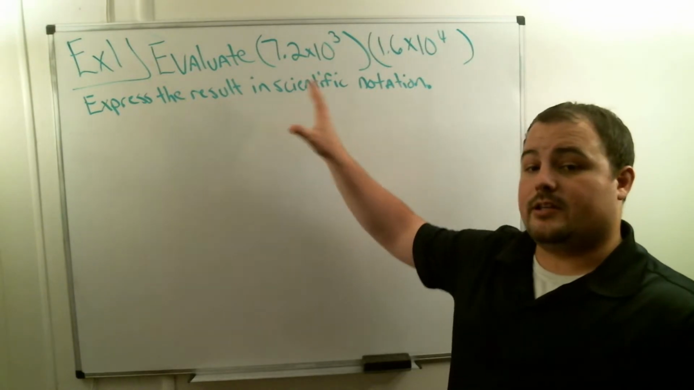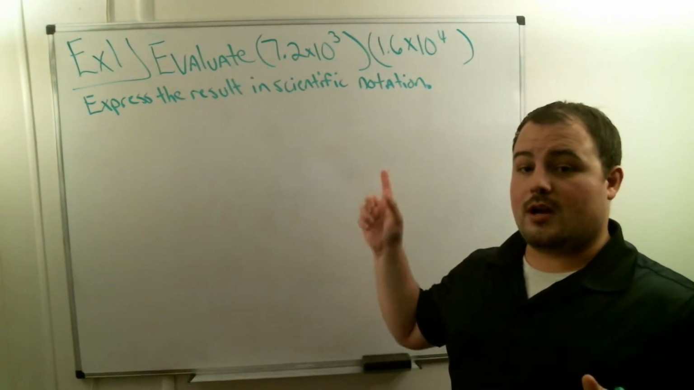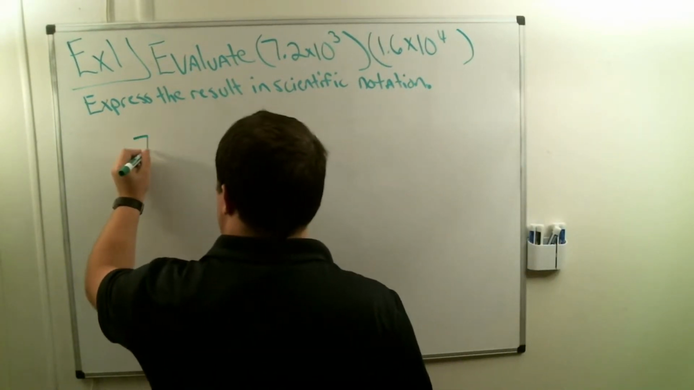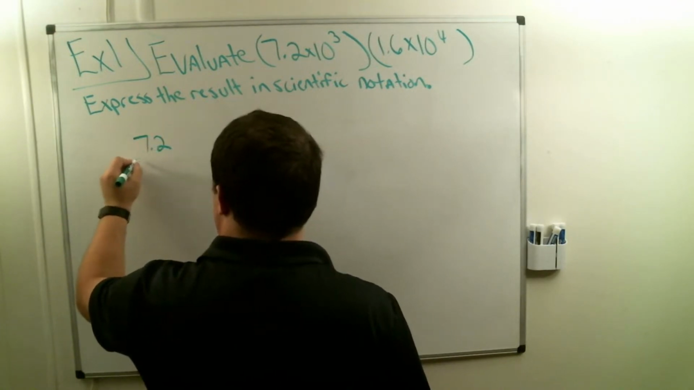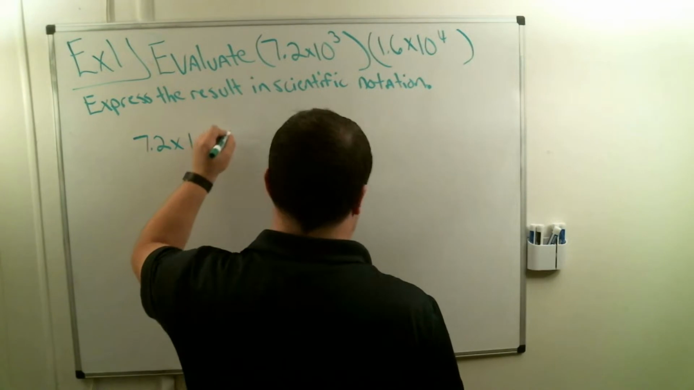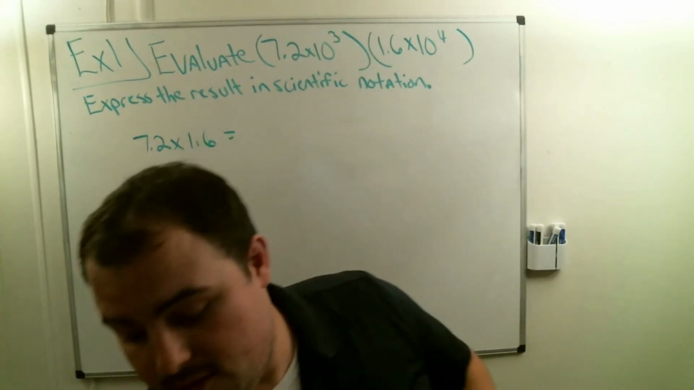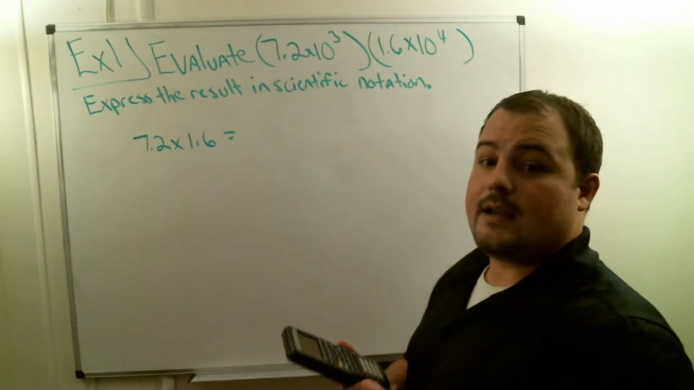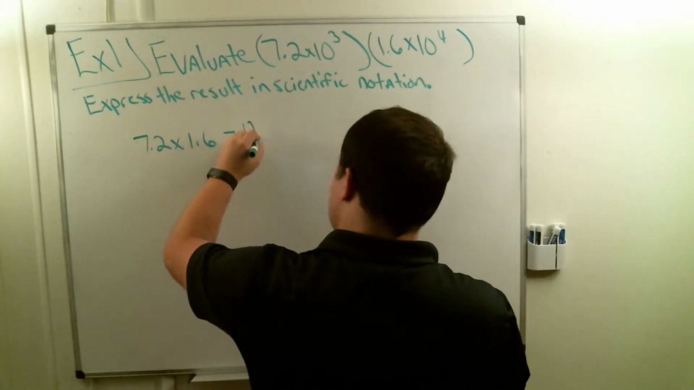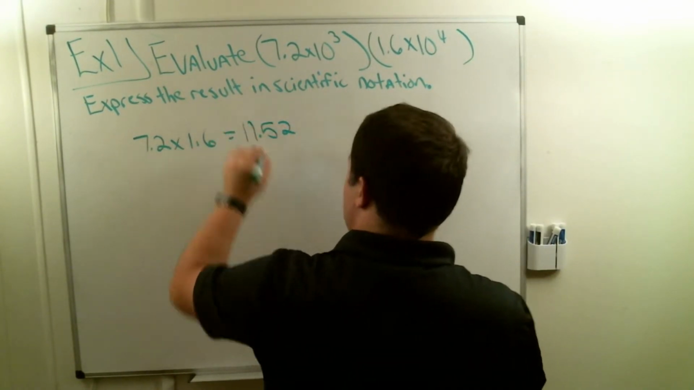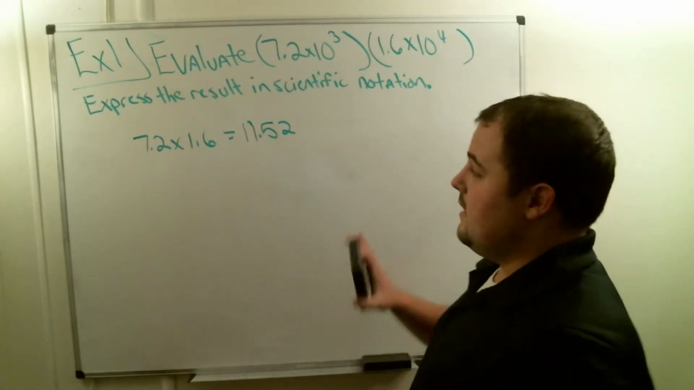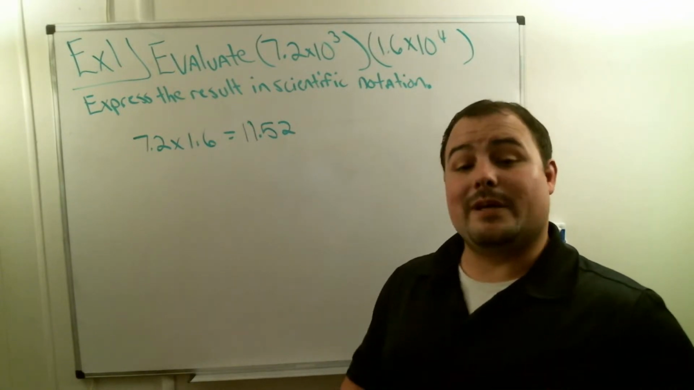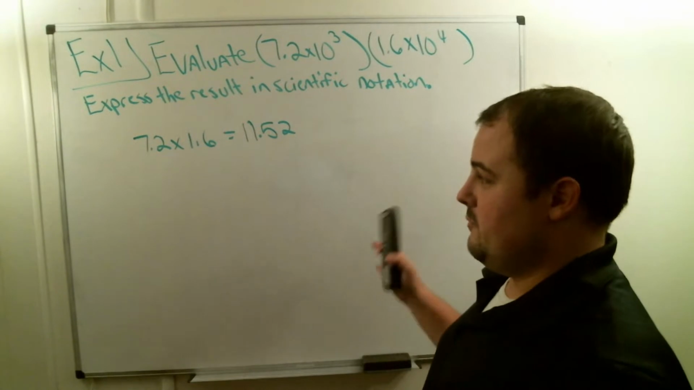Now we can actually multiply these numbers. Since we're multiplying, we're going to take numbers times numbers and bases times bases. So the numbers we see are 7.2, and we're going to multiply that by 1.6. I'm going to go ahead and type that in my calculator. So 7.2 times 1.6, and my calculator gives me 11.52. Okay, so I have 11.52. Now this number would not be in scientific notation because 11.52 is bigger than 10. We'll talk about what to do after we're done with the next part.